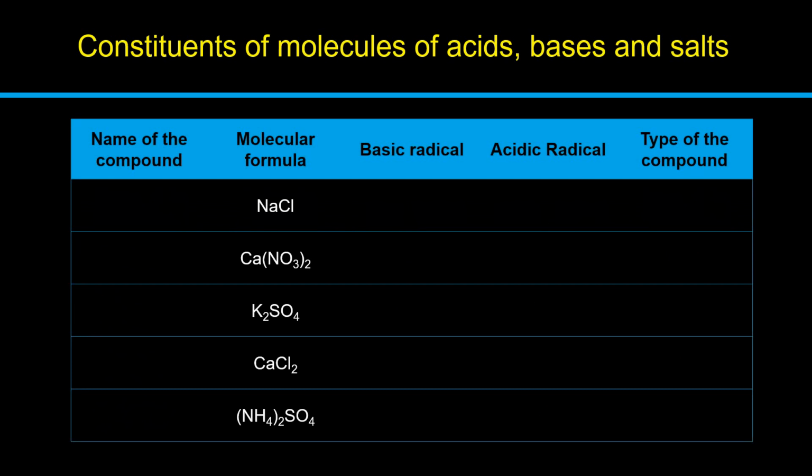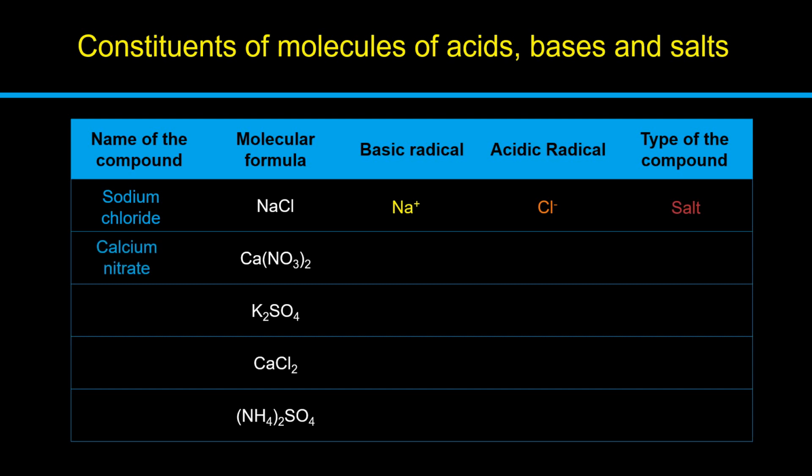Let us watch the other set of compounds. The first one is NaCl, which is sodium chloride. It is a salt, we know very well. The basic radical is Na plus and the acidic radical is Cl minus. So this compound does not have H plus or OH minus. So what is it, children? Yes, it is a salt.